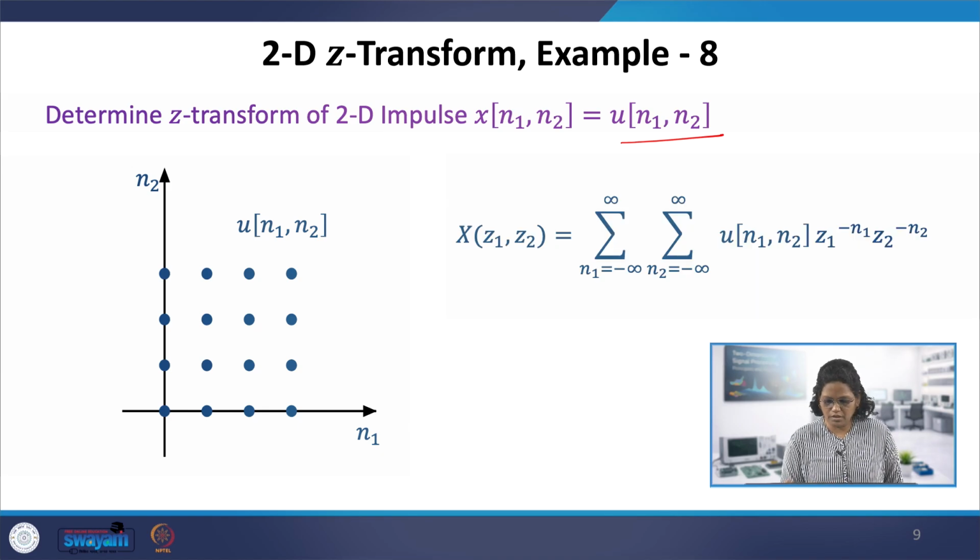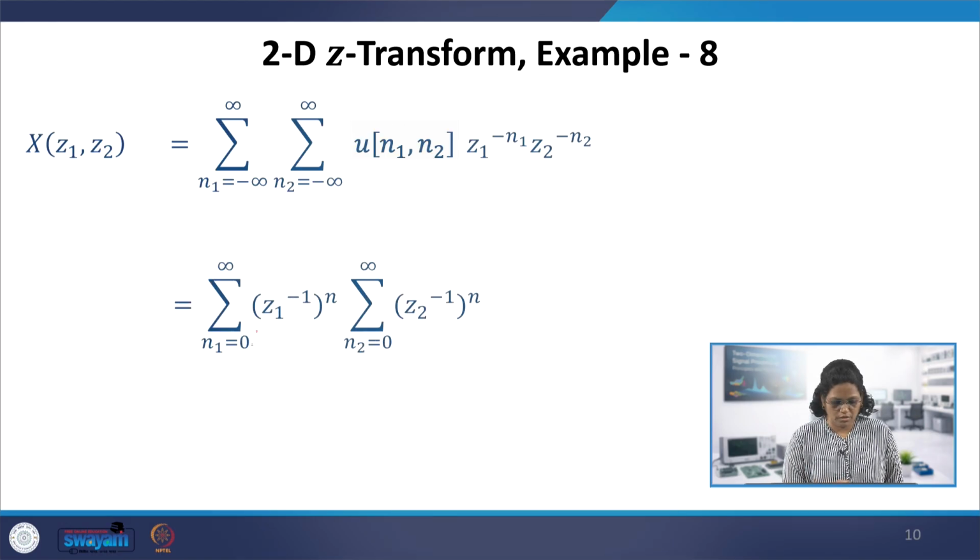So we take the Z transform of this one. Here n1 and n2 are restricted at the lower side, from 0 to infinity and 0 to infinity. This would become 1, z1 power minus n1, z2 power minus n2. So here 0 to infinity. So this is z1 power minus 1 power n1, so we get it here. This value becomes 1, and z2 power minus 1 power n2.